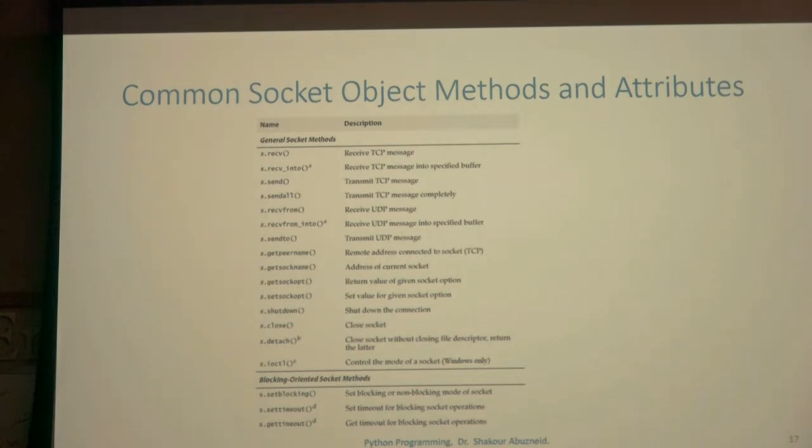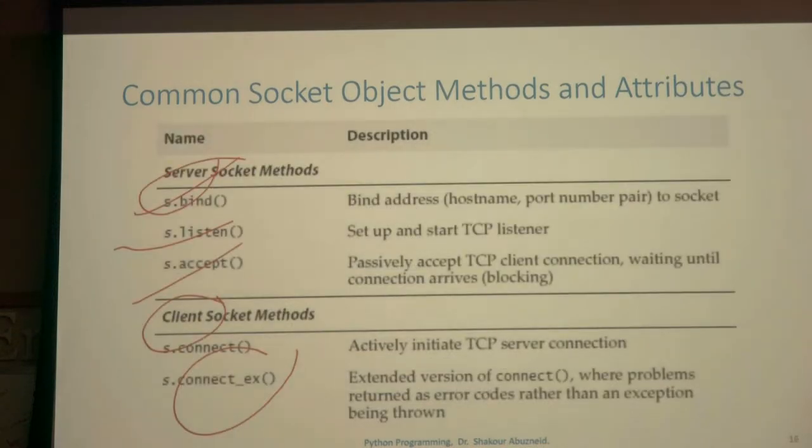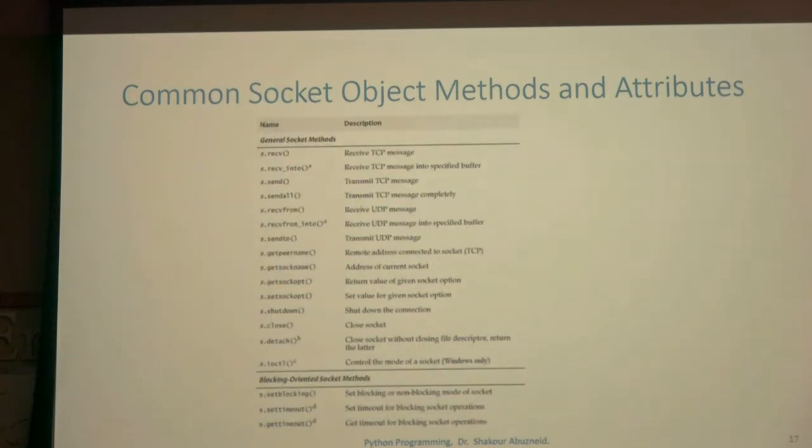And there are many others. This part in here is for the server socket. This is for the client socket, right? And there are many common other methods. I'm not sure if it's readable for you. So the first one, for example, is receive. What does it do? Receive TCP message.